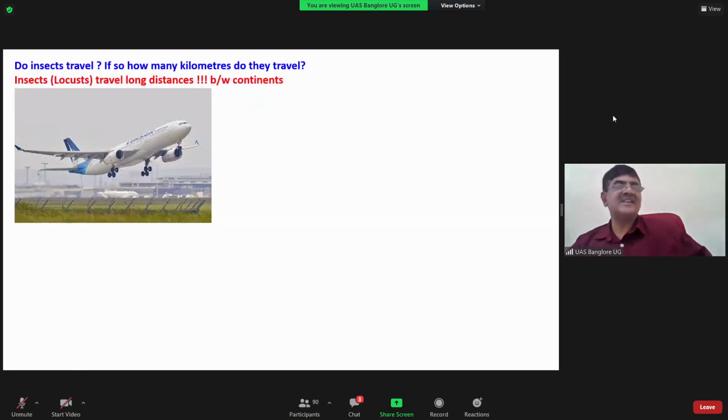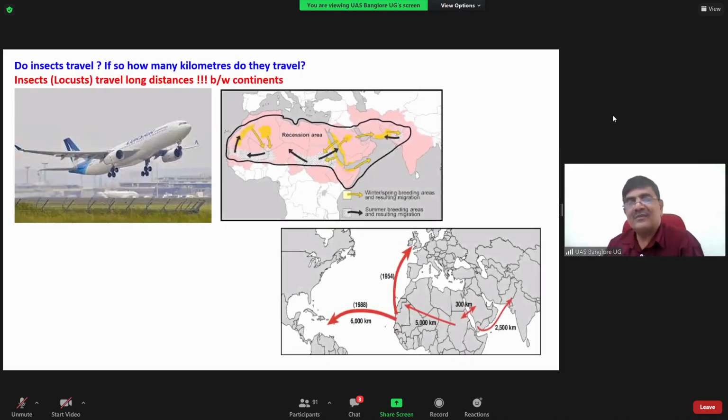Yes, insects also can travel long distances. You might have heard of locusts. Locusts are nothing but grasshoppers. These locusts travel long distances from one continent to another continent. If you look here, this is the African continent, and from the African continent they migrate to the Asian continent. You can see here some insects which come to India, that is Gujarat or Jammu and Kashmir.